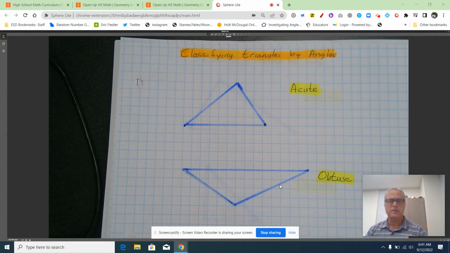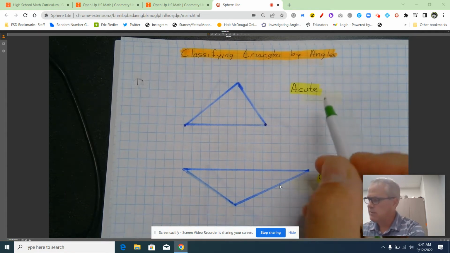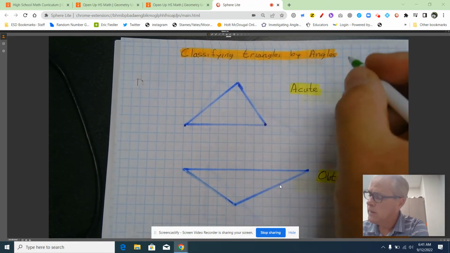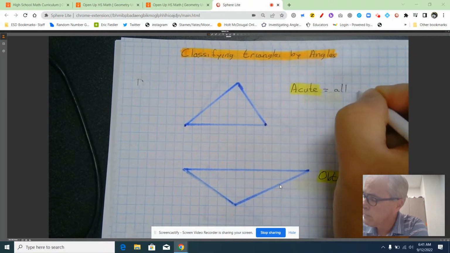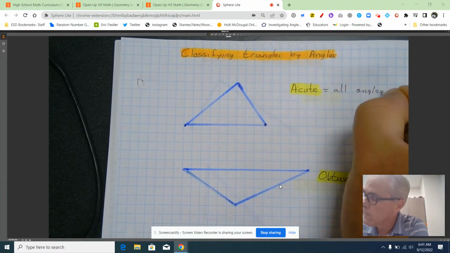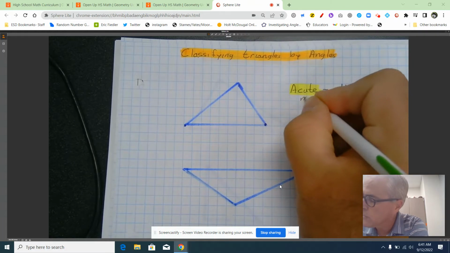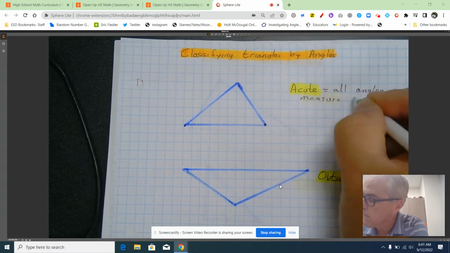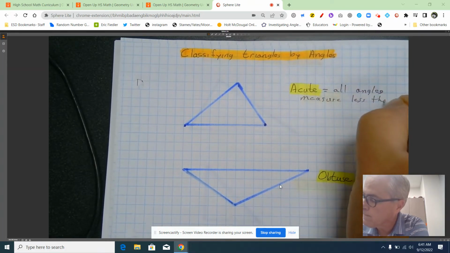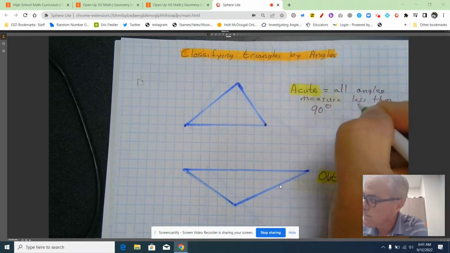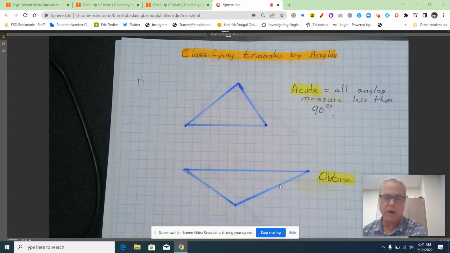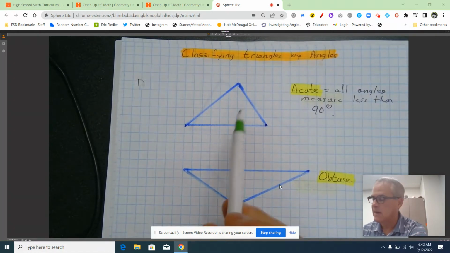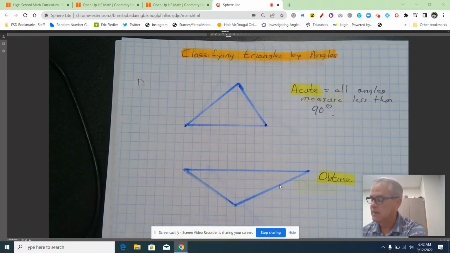The first method is classifying triangles by angles. And here I have a picture of what's called an acute triangle. In an acute triangle, all angles measure less than 90 degrees. Okay, take a look at the picture. This one looks pretty close to 90, but if you put a card in there, it's not quite 90, it's less than 90. This is 90, and this is 90.